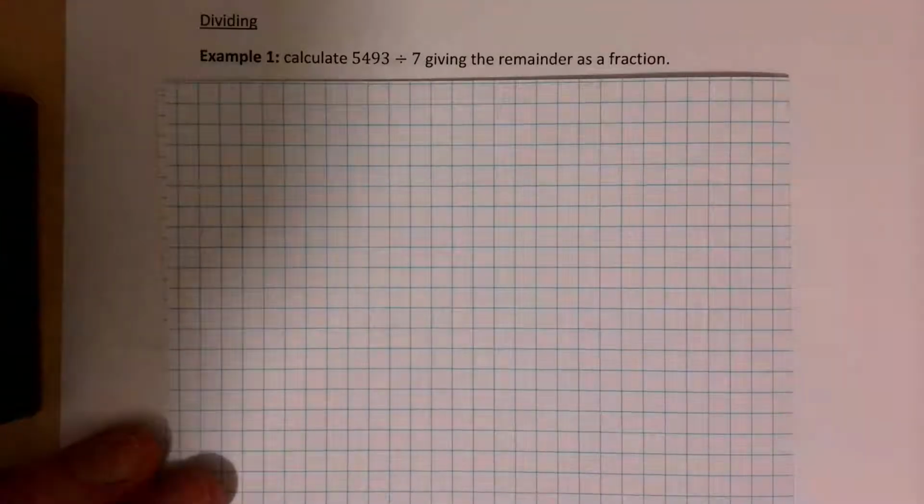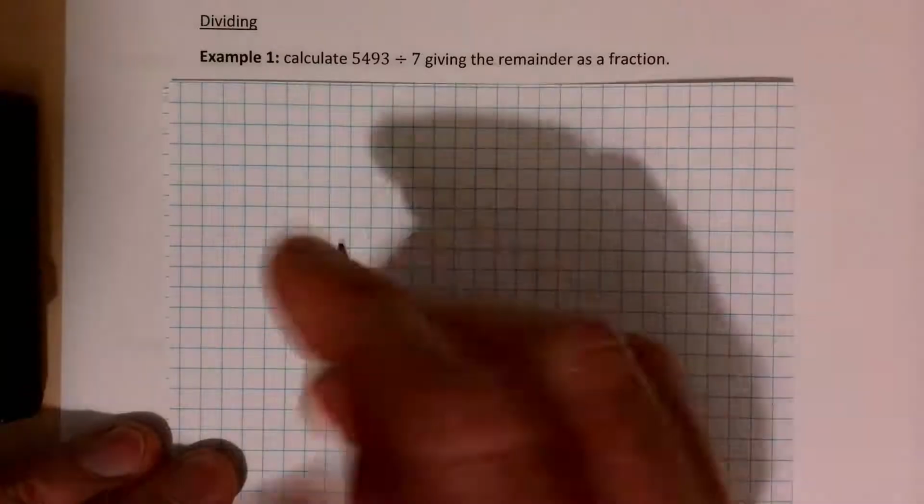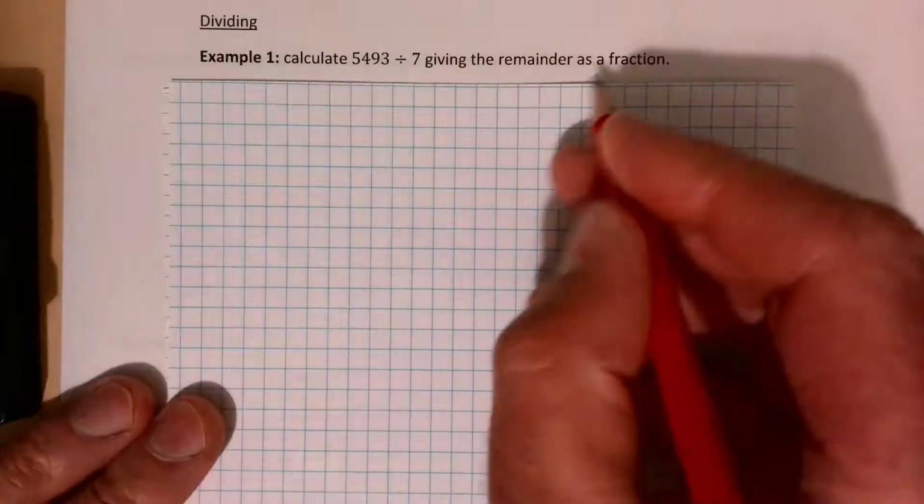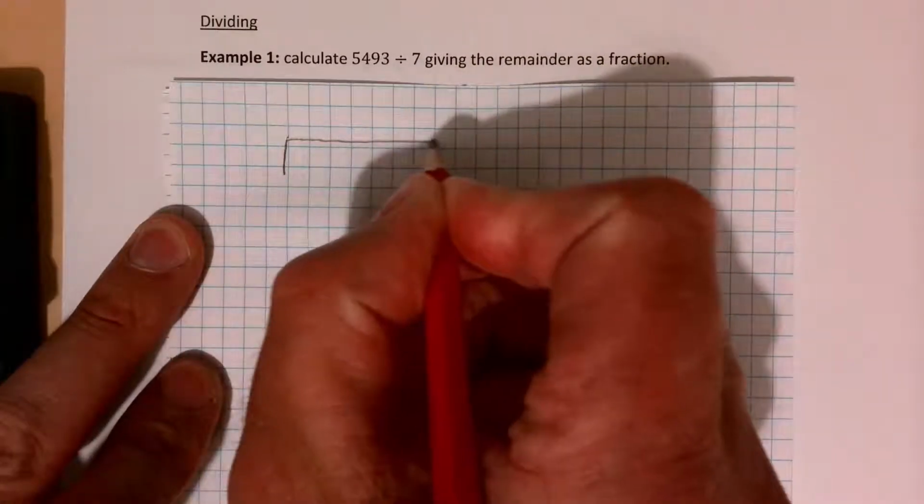Okay, then just a wee bit on dividing. So we have to calculate 5,493 divided by 7, giving the remainder as a fraction. So we want to set it up then like this.